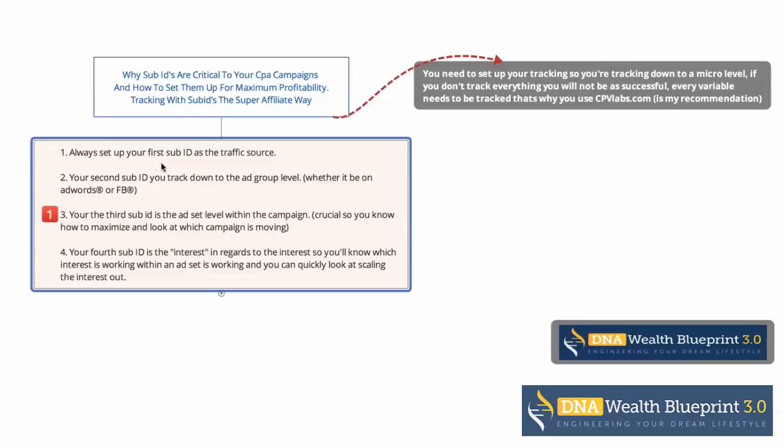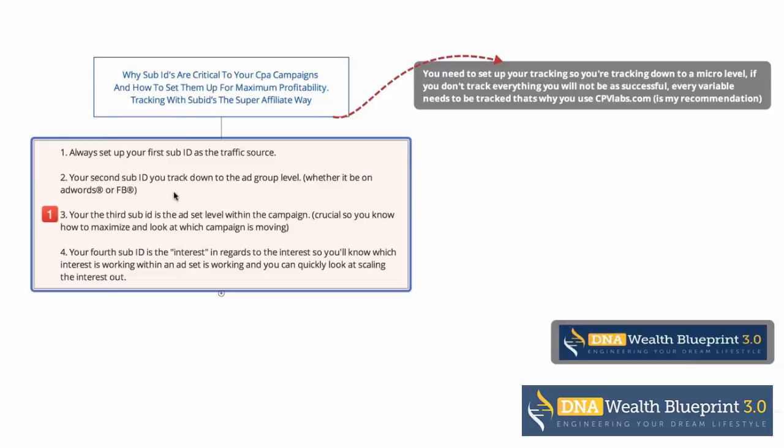The first sub-ID I always set up is the traffic source. This is self-explanatory. If you're not setting that up and tracking your traffic source, you don't know which traffic platform your conversions are coming from, then you're wasting money. This is a rookie mistake. It's even a mistake that affiliates doing high 5 figures to 6 figures sometimes make.